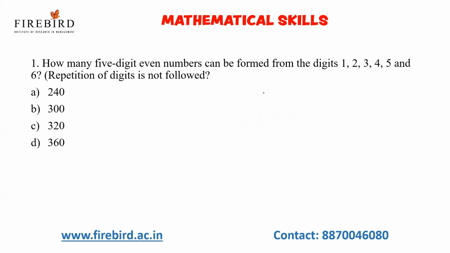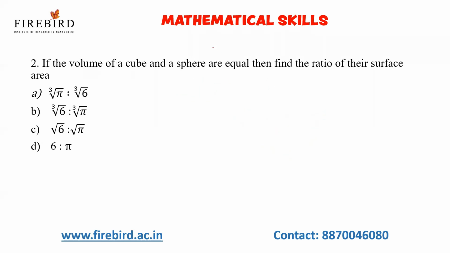Now, if the volume of a cube and a sphere are equal, then find the ratio of their surface area. This is a question based on mensuration. See, volume of a cube. What is the formula for the volume of a cube? It is nothing but a cube. And volume of a sphere is 4 by 3 pi r cube. They have told that the volumes of both the cube and sphere are equal.